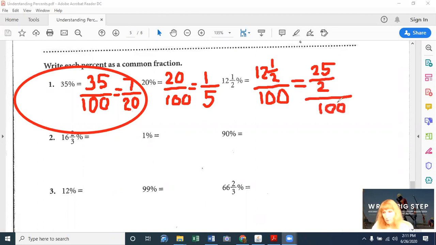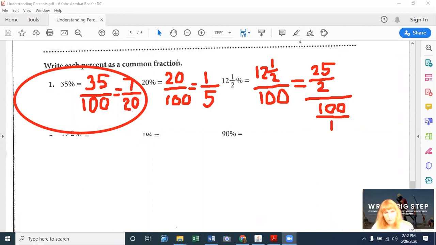Now I'm going to just do another little extra step to see how this works. I'm going to put 100 over 1. That means the same thing as 100. So now what I really have is a division problem. So I really have 25 over 2 divided by 100 over 1.